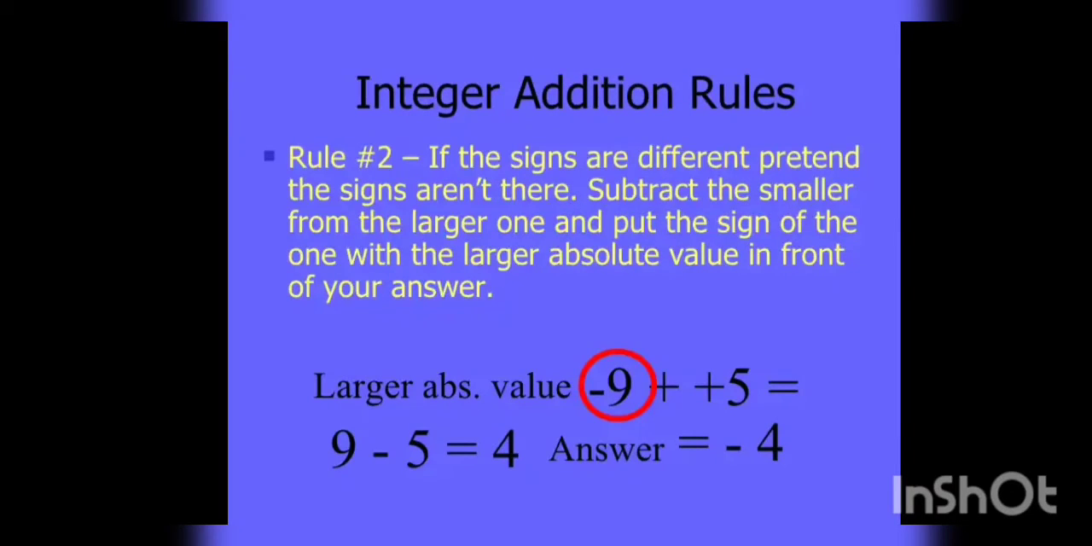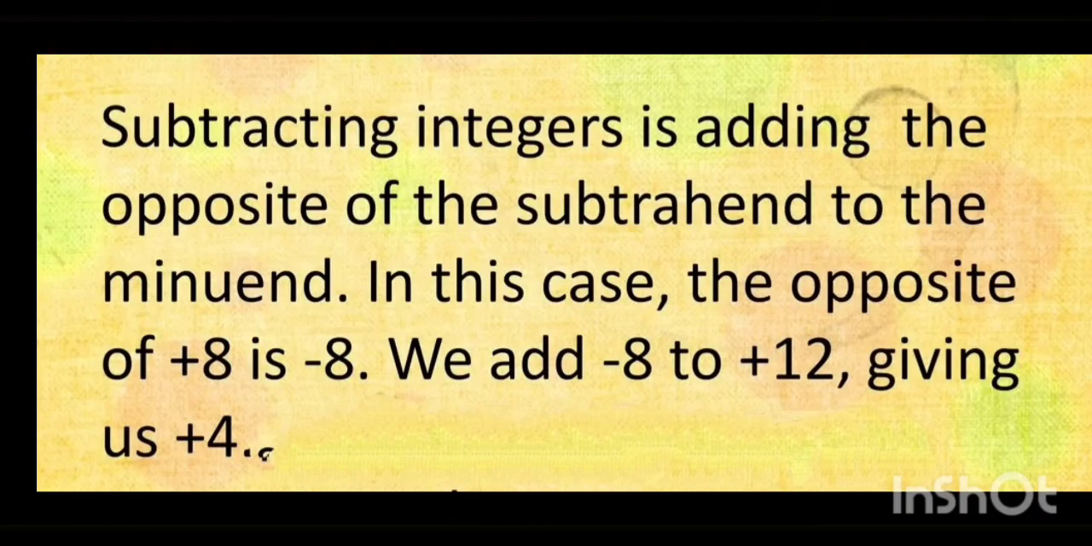Integer addition rules. Rule 2. If the signs are different, pretend the signs aren't there. Subtract the smaller from the larger one and put the sign of the one with the larger absolute value in front of your answer. Subtracting integers is adding the opposite of the subtrahend to the minuend. In this case, the opposite of plus 8 is minus 8. We add minus 8 to plus 12, giving us 4.